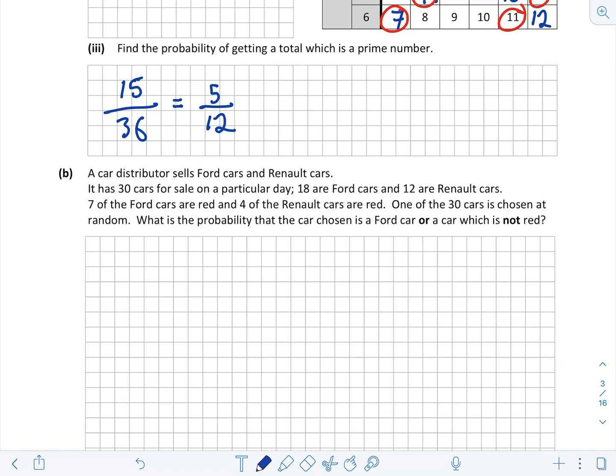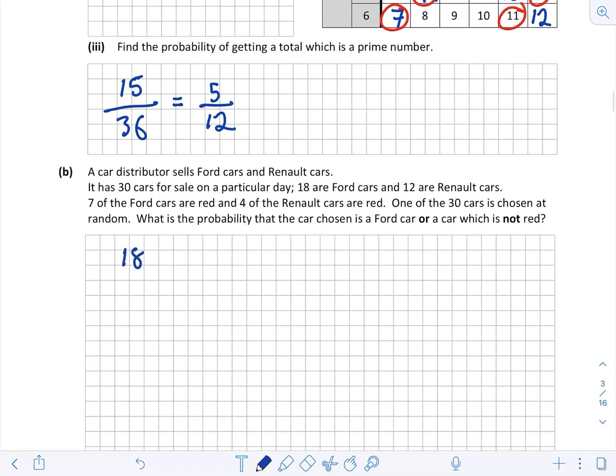So a car distributor sells Ford cars and Renault cars. It has 30 cars for sale on a particular day. 18 Ford and 12 Renault. 7 of the Ford cars are red, so 7 are red, and that means that 11 are not red. And 4 of the Renault cars are red. One of the 30 cars is chosen at random. What is the probability that the car chosen is a Ford car or a car which is not red?